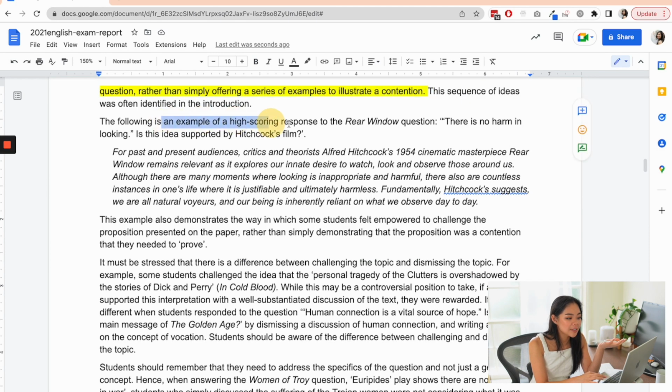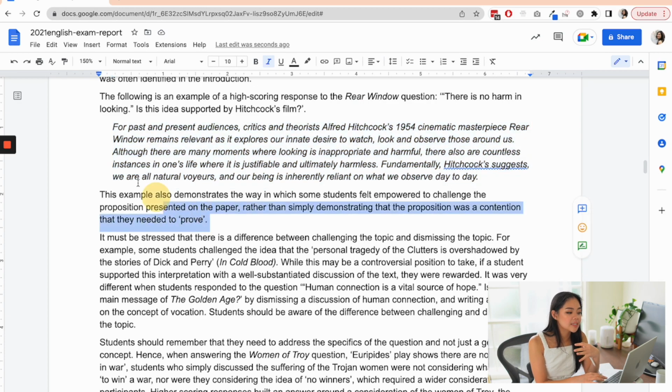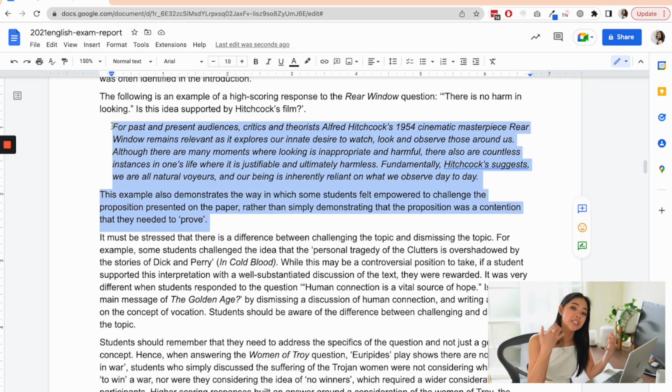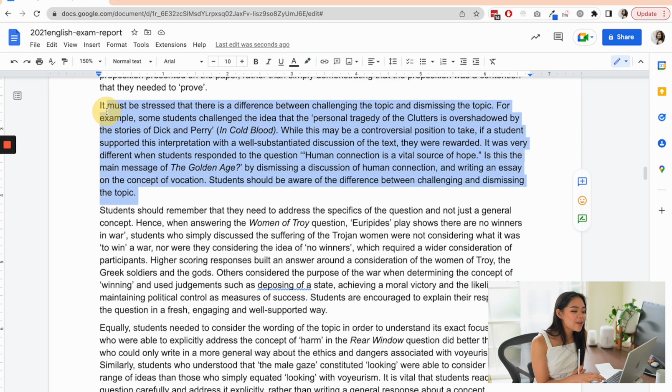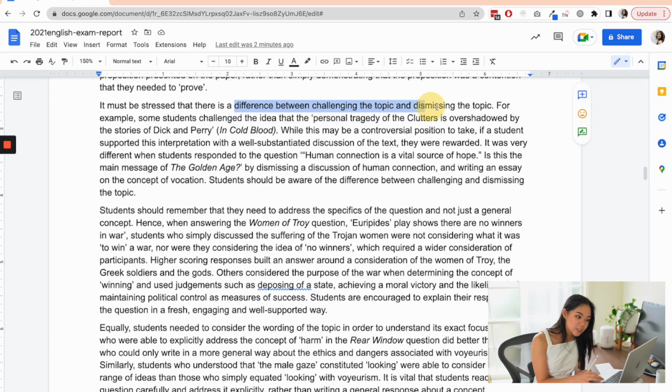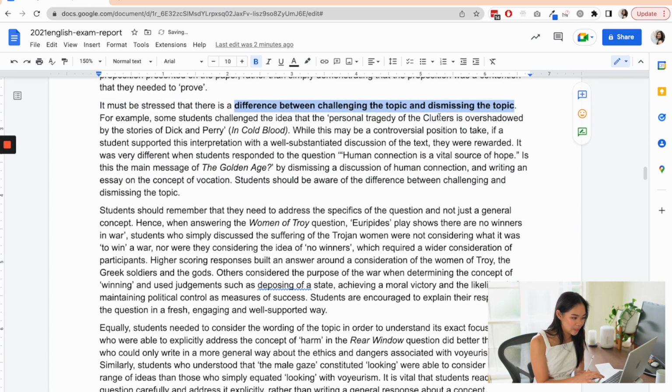There's an example of a high scoring response here, which is awesome. I'm going to leave that for you to have a read because it demonstrates a student who is willing to challenge the prompt as opposed to just agreeing with it. I'll put another video on the screen where I teach you my yes, no, but structure on how you can challenge the prompt. I really love this pointer here, and it's understanding the difference between challenging the prompt and then dismissing it altogether.